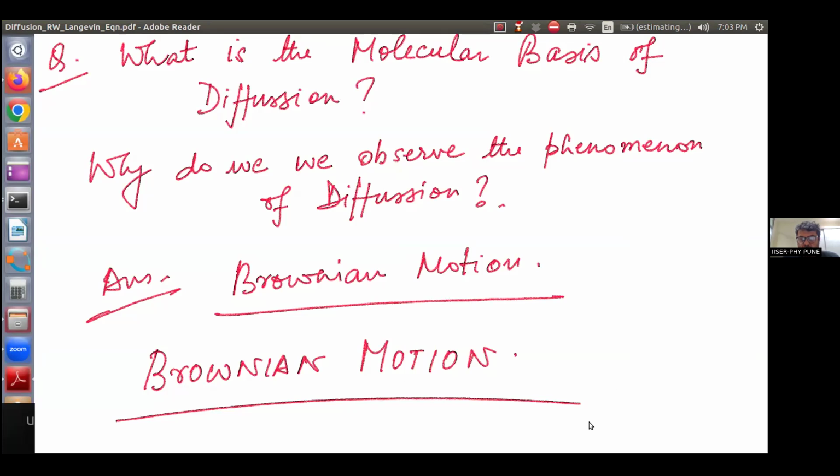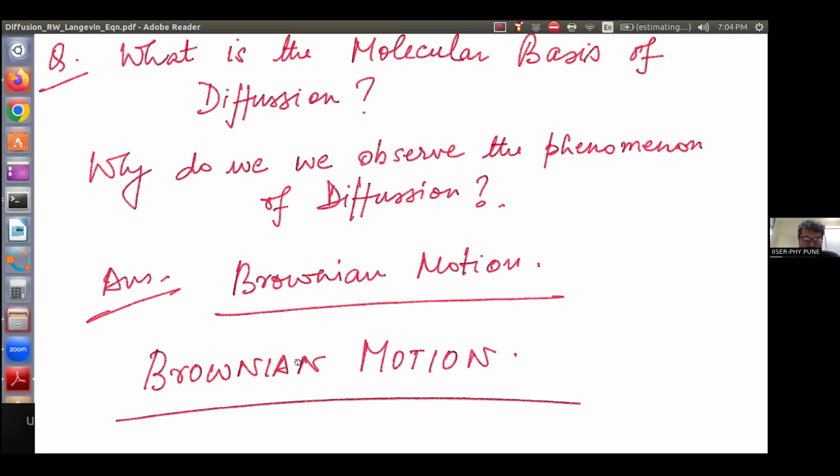Okay, so welcome back, and let me start from where I left off in part A of this lecture. In this part, we are going to discuss more about the molecular basis of diffusion. The question is why we see the phenomenon of diffusion, where a concentrated amount of particles spread out in different directions. How does one understand that in terms of molecular motion?